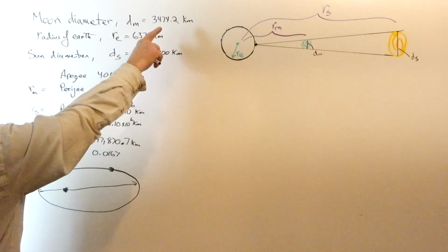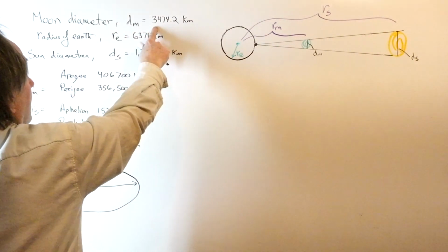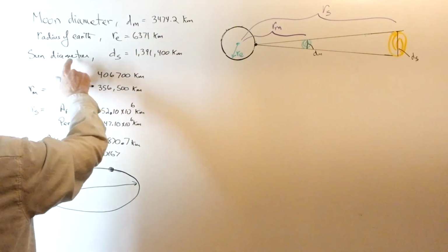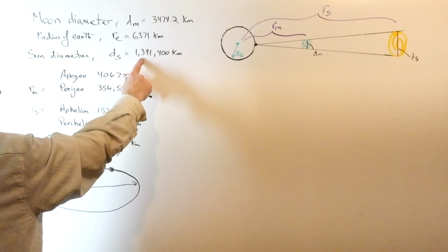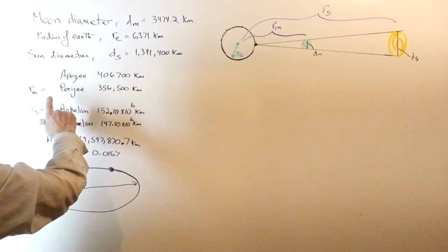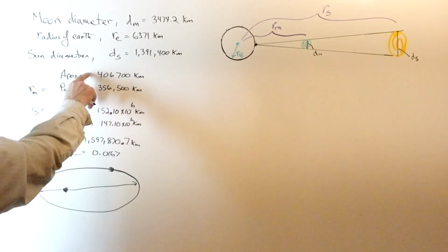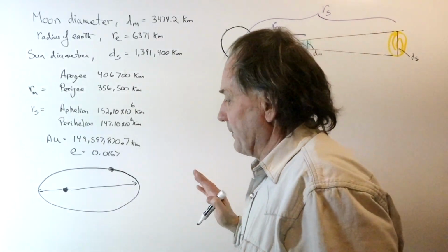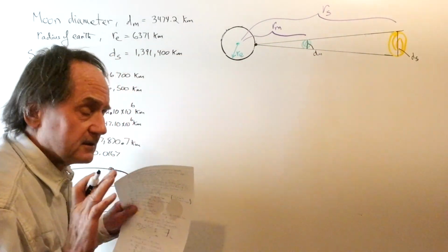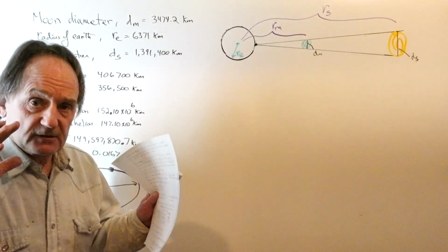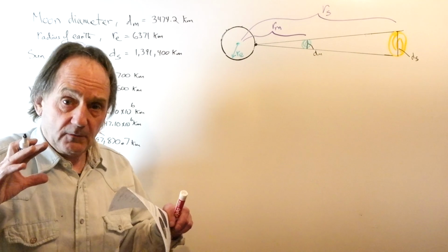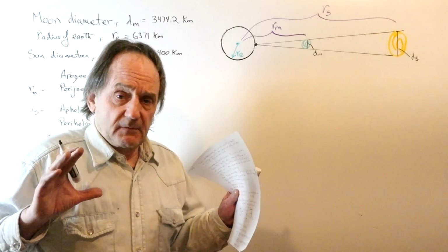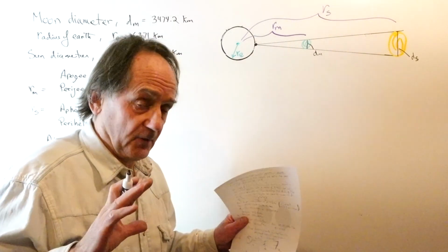Now here are the important parameters. We have the moon diameter, 3474.2 kilometers. The radius of the Earth is 6371 kilometers. The diameter of the Sun is 1,391,400 kilometers. Now we have for the moon the apogee and perigee. The moon's orbit about the Earth and the Earth's orbit about the Sun are not perfect circles. They're ellipses. It's a little bit of a squashed circle that gives it an elliptical orbit, but it's pretty close to being a perfect circle.